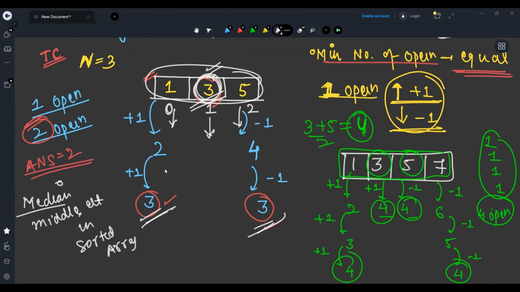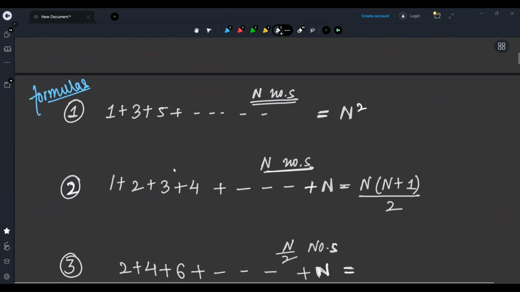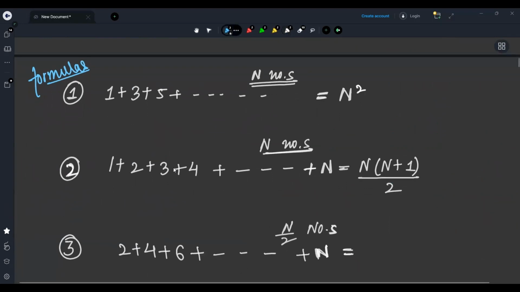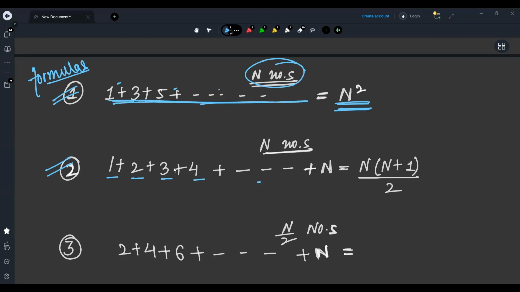Before going to the approach, let's understand some formulas. Let's skip one formula for now. 1 + 2 + 3 + 4 + ... + n is equal to n(n + 1)/2. This formula you know. Secondly, this formula you have to see: 1 + 3 + 5 + ... will be equal to n squared. It has a proof, but just understand that when I add these n odd numbers, 1, 3, 5, and so on, the sum becomes n squared.